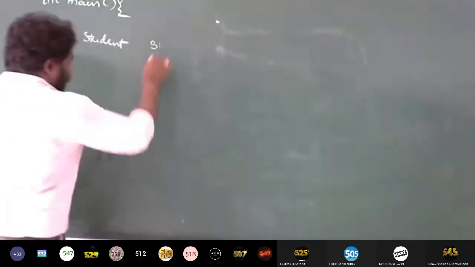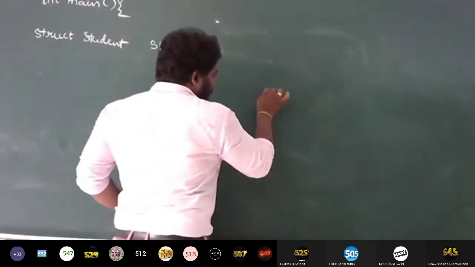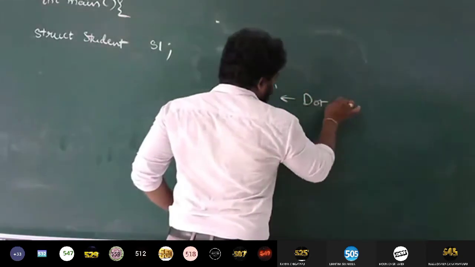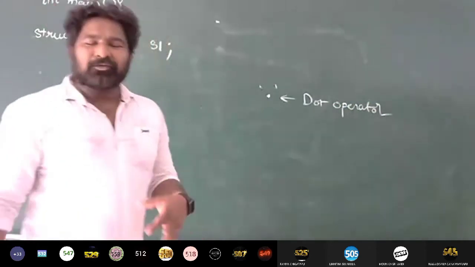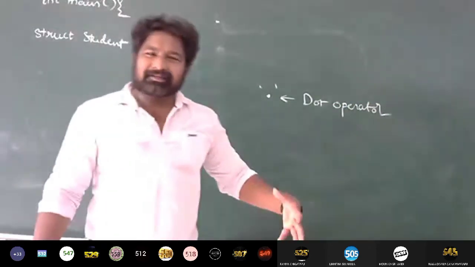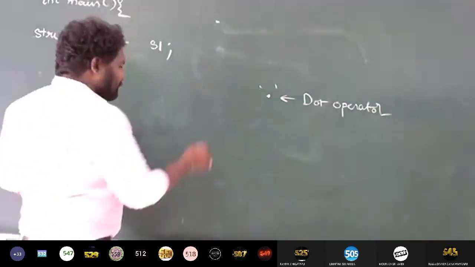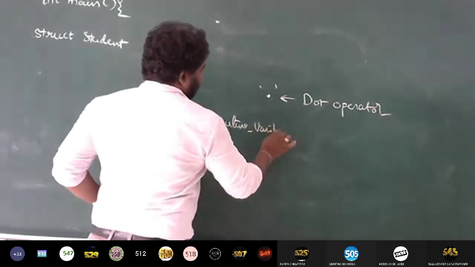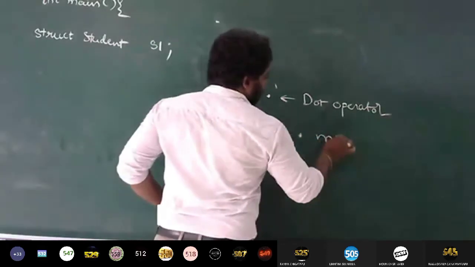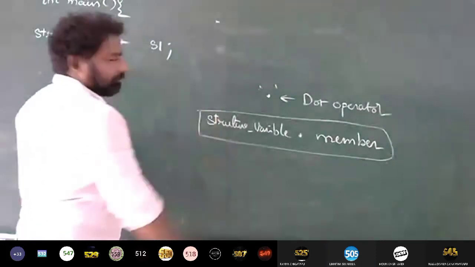First declare the variable s1, right? And if I want to assign values, I have to use an operator called dot. This is called the dot operator. What is the use of the dot operator? If I want to access any field of my structure, I have to use the dot operator. What is the syntax? Structure variable dot member name.